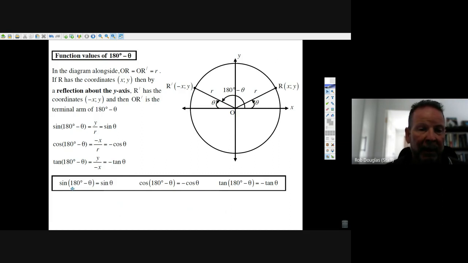Okay, so the sine of 180 minus theta is always the sine of theta. And the cosine of 180 minus theta is the negative of the cosine of theta. And the tangent of 180 minus theta is the negative of the tangent of theta. It actually turns out it doesn't matter how big this angle theta is, this always works. But for picturing this thing, think of theta as an acute angle. Okay, so that's if you're in the second quadrant.